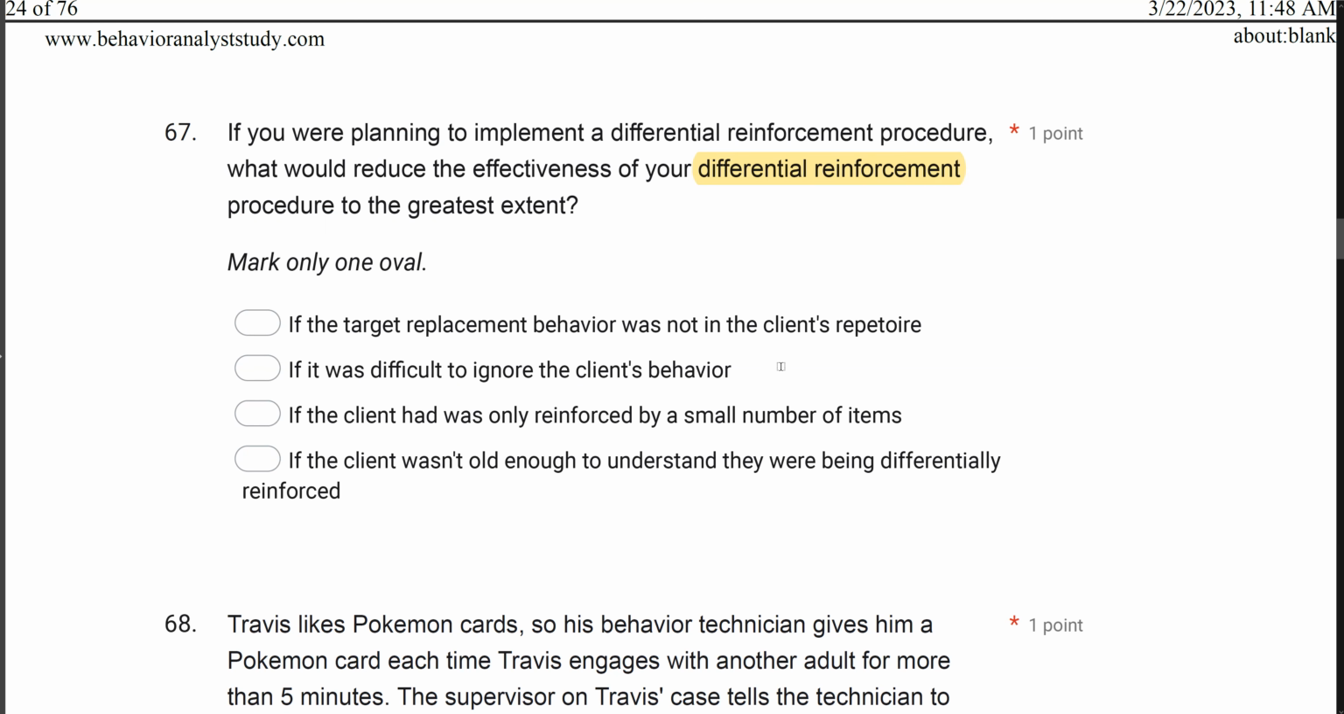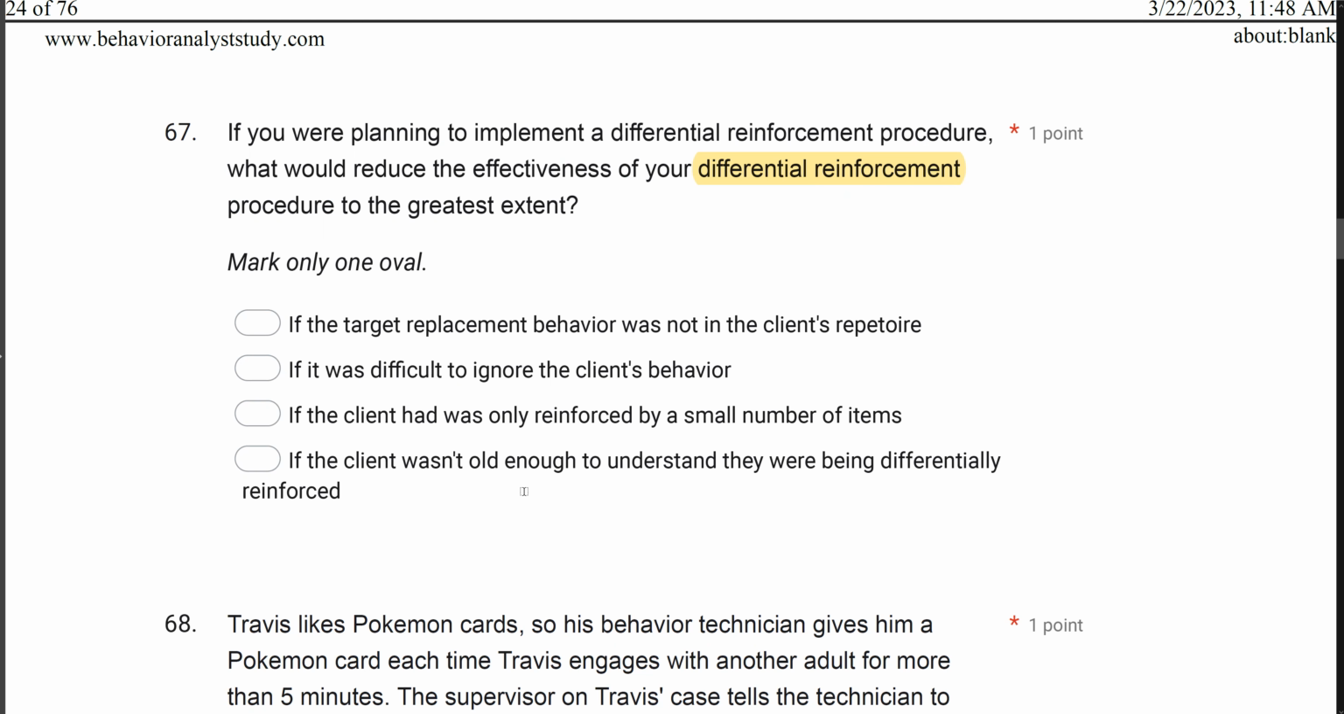B, if it was difficult to ignore the client's behavior. Well, remember, ignoring and extinction are not exactly the same thing. Planned ignoring can be a method of extinction, but extinction is not synonymous with ignoring, and we can't confuse the two. C, if the client was only reinforced by a small number of items. Well, even if they're reinforced by a small number of items, we can still deliver reinforcement, and it's not going to hinder it more than A.